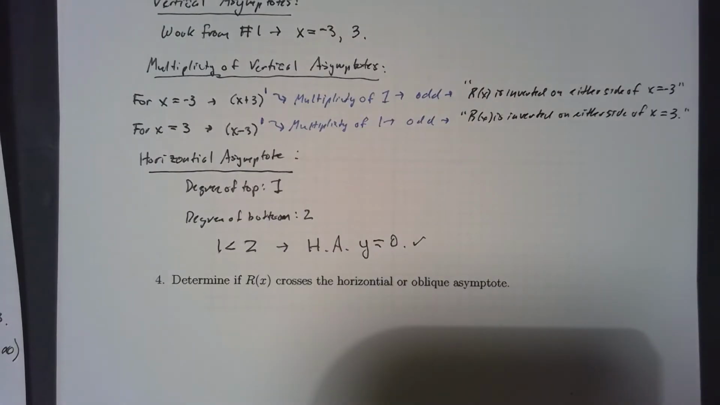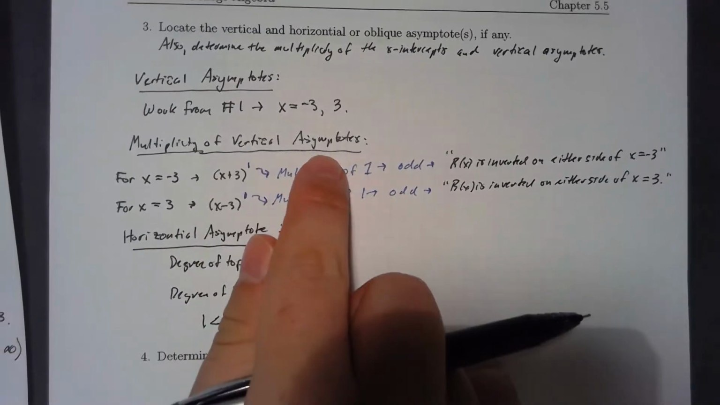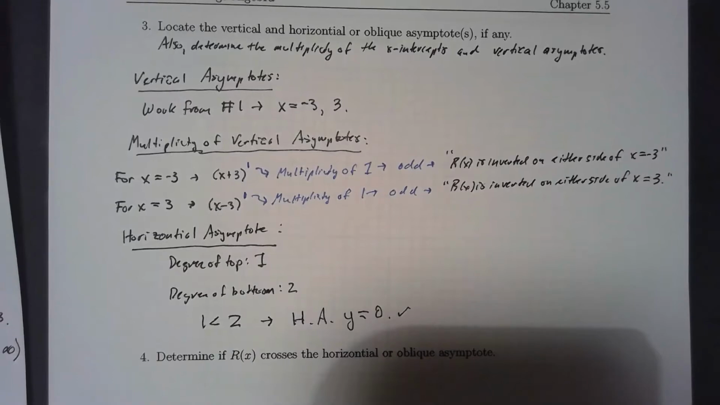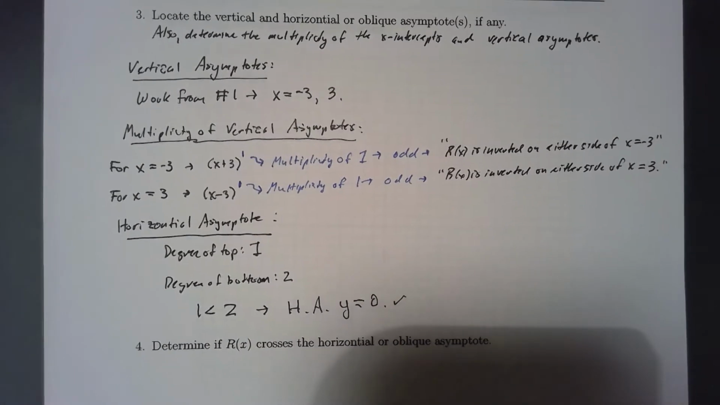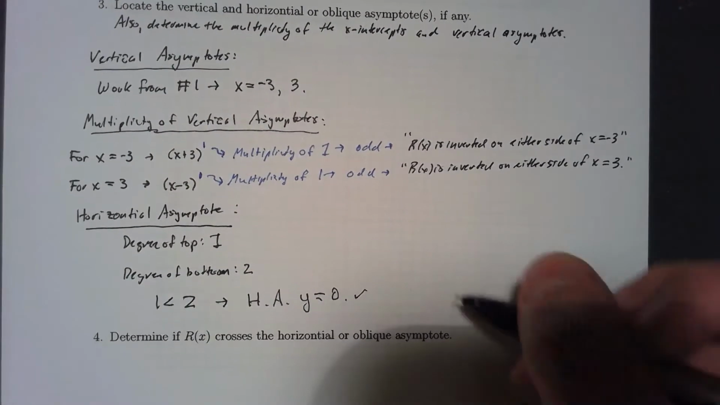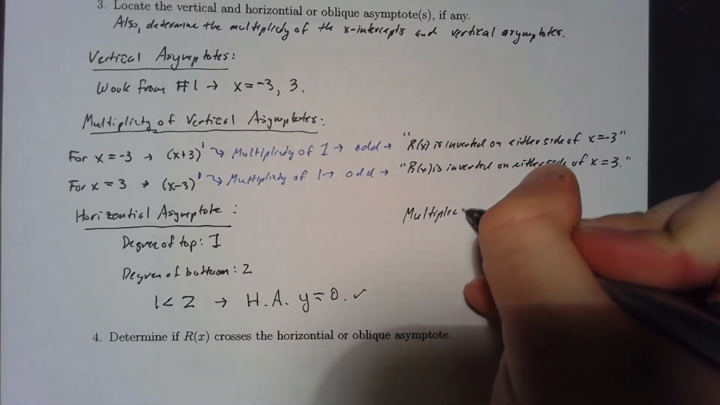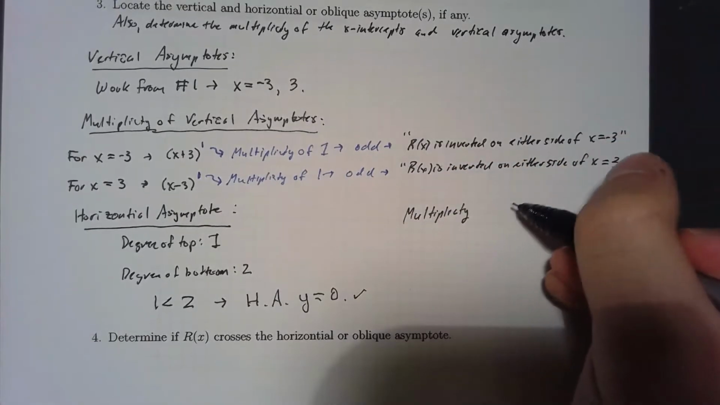Okay. Now I have one more thing to do here. I determined the multiplicities of the vertical asymptotes. Let me determine the multiplicity of the zeros, the x-intercepts. So yeah, I did say there's a lot of steps to this.